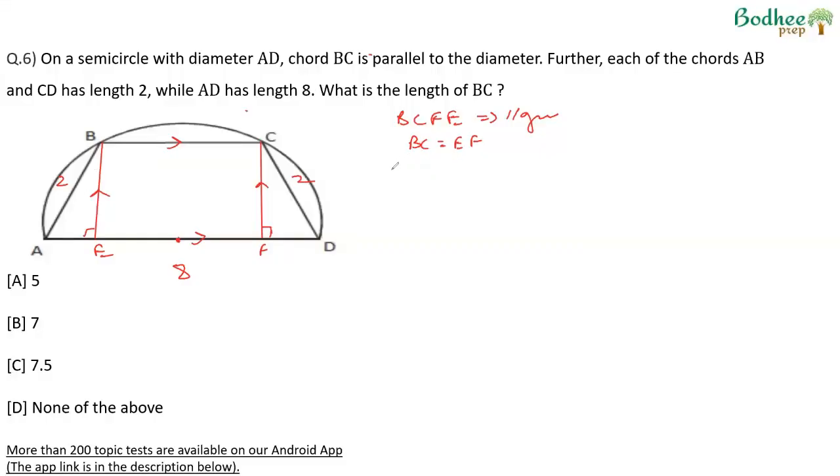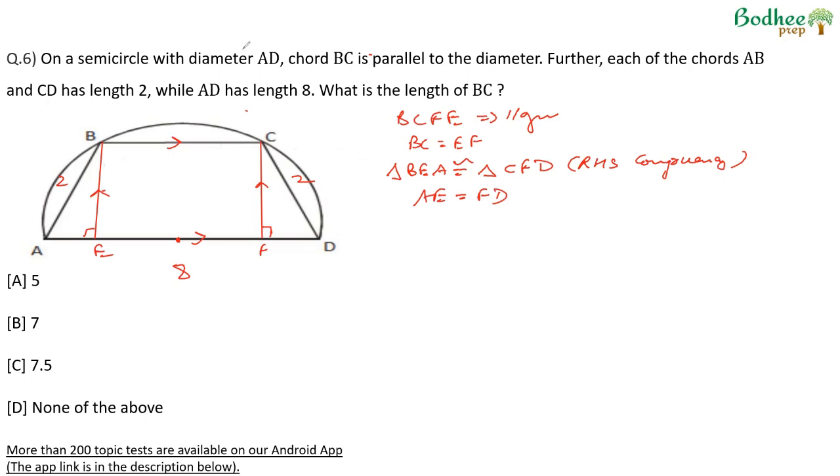Further, if we look at triangles BEA and CFD, BE will be equal to CF because they are sides of a parallelogram. AB and CD are given equal in the question, and both these are right angle triangles. So they will be congruent by RHS congruency, and therefore we can say AE is equal to FD as well.